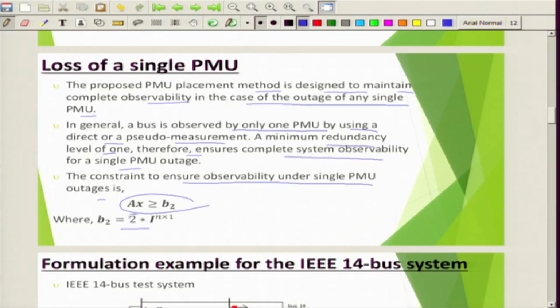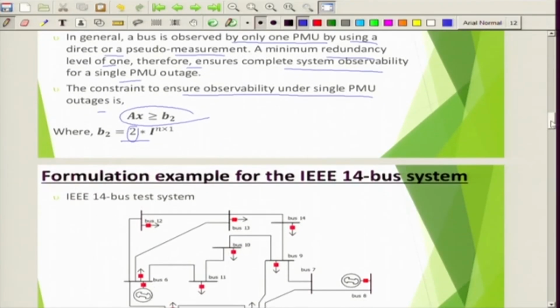B2 is of size n by 1. Here 2 indicates that if a PMU is lost, at least 2 measurements, because it is connected between 2 lines, at least 2 measurements are gone. That indicates the significance of this number. So, this is a constraint, which means that some minimum observability would again be there even if the PMU is gone.